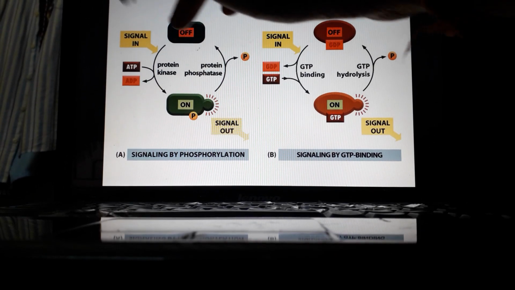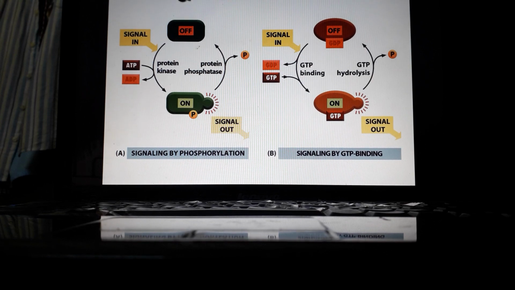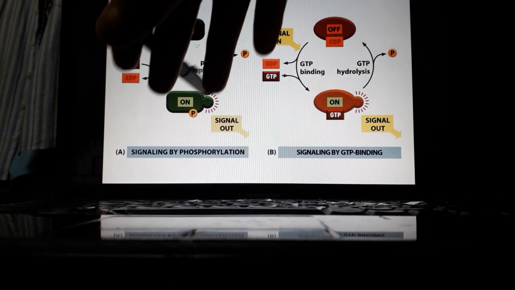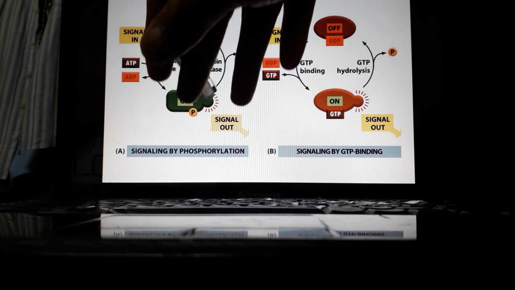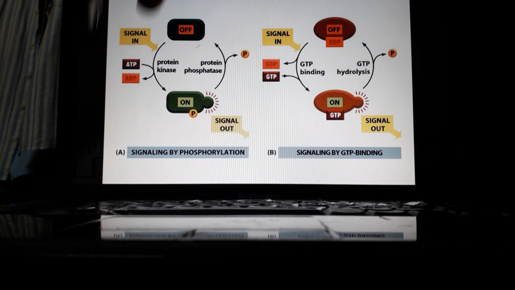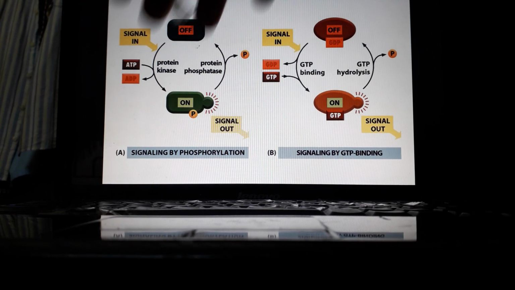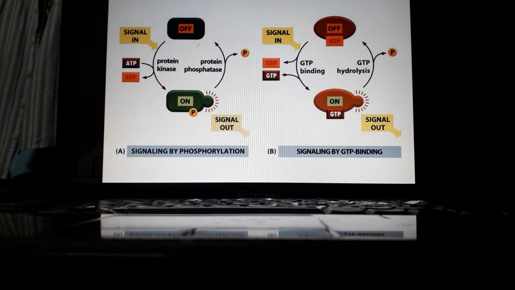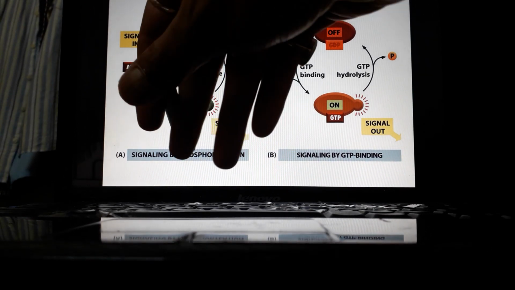So if a signal comes, it goes from off to on state, and if the signal goes out, it goes from on to off state, instantaneously. There are basically two molecular switches which elicit these kinds of responses. One of them is phosphorylation.